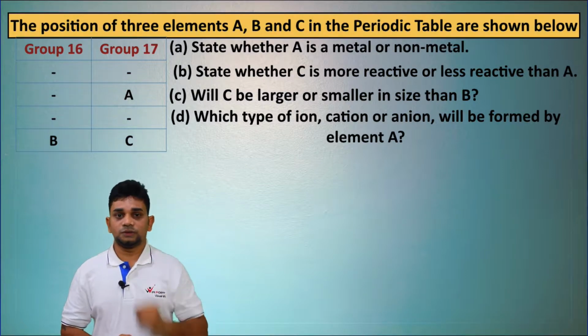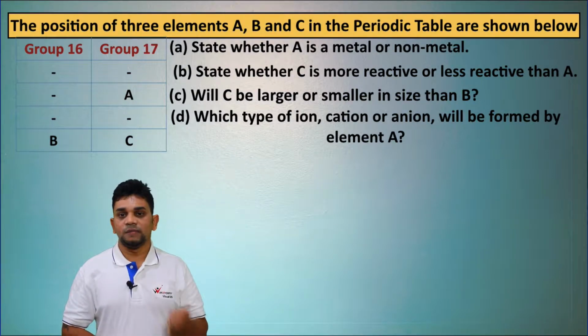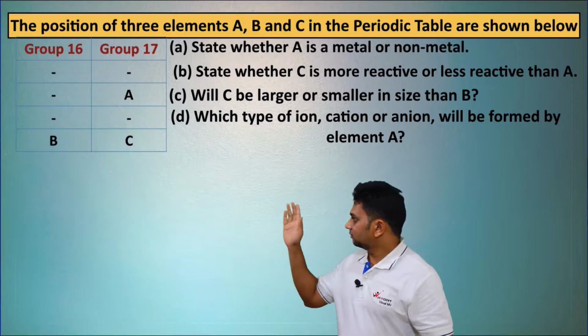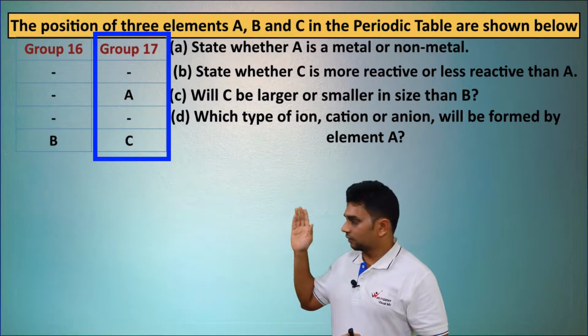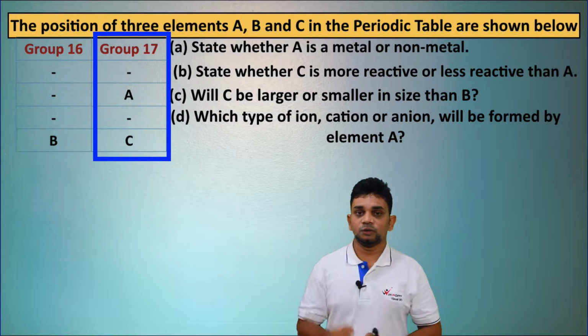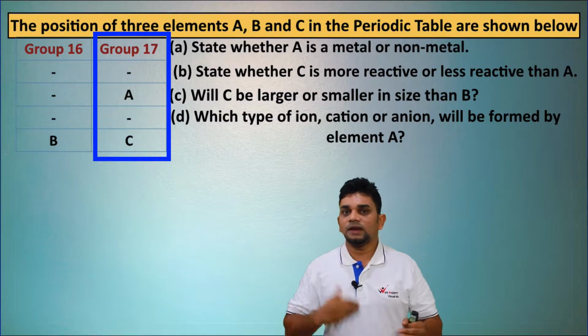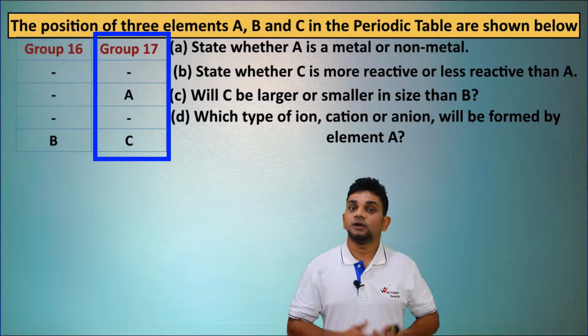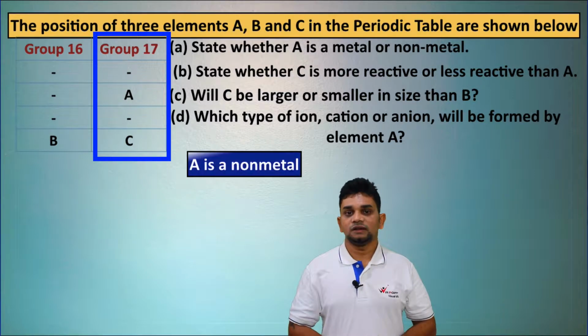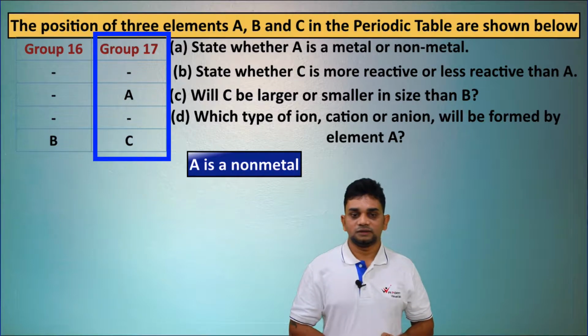We can go for the first question. State whether A is metal or non-metal. The group number of A is 17, which is given in the table. From this table, we can understand that group number of A is 17. What is the name of that group? The name of that group is halogens. Halogens are non-metals. Then answer is non-metal. A is non-metal.